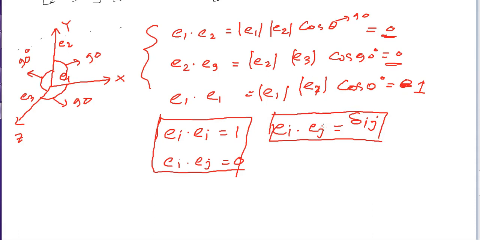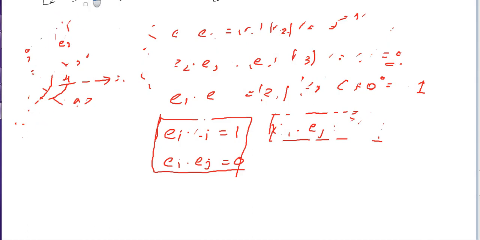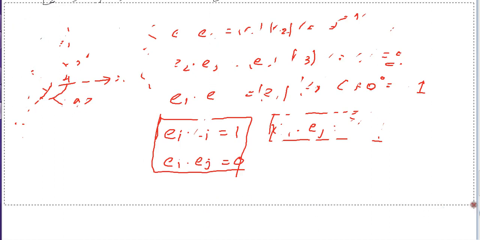Okay, let's go to the permutation symbol. It's also important for us. So I'm going to remove all these things to write here. So let's now start with the permutation symbol. It's also important for us to better understand the tensor and the mechanics of tensors. So what is the permutation symbol, right?